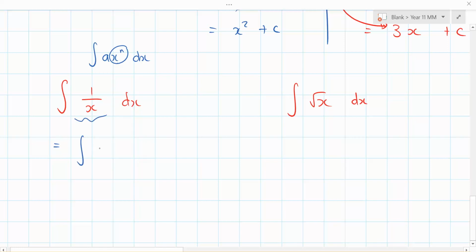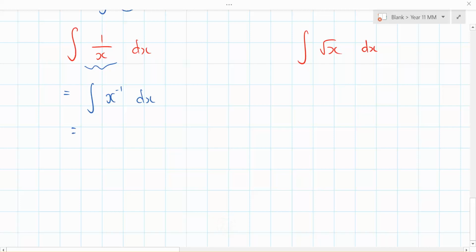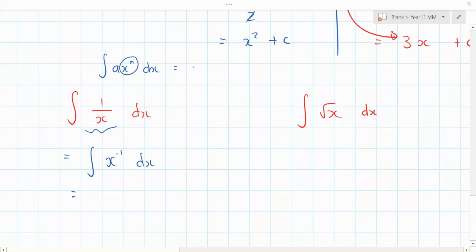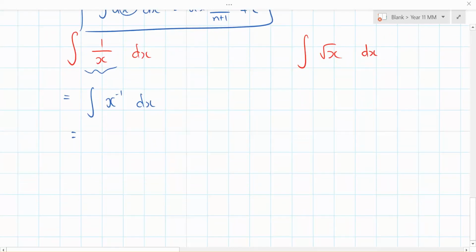I would rewrite it as x to the power of negative 1, using index laws. 1 over x is the same thing as writing x to the power of negative 1. Now I can use the rule. The rule said it's a multiplied to x to the power of n plus 1, over n plus 1. Don't forget the plus c. Okay, so here we go. That's my rule. So let's do it.